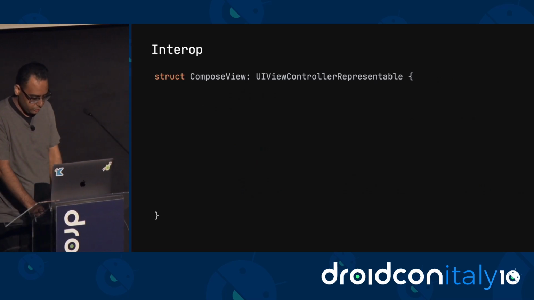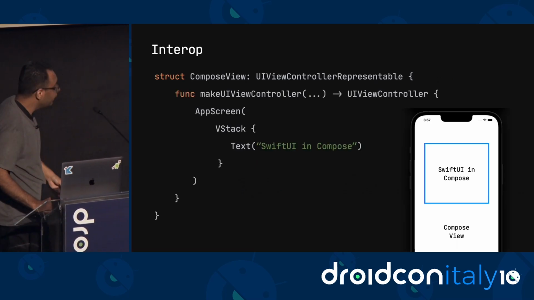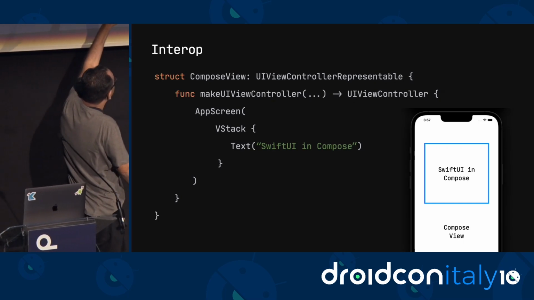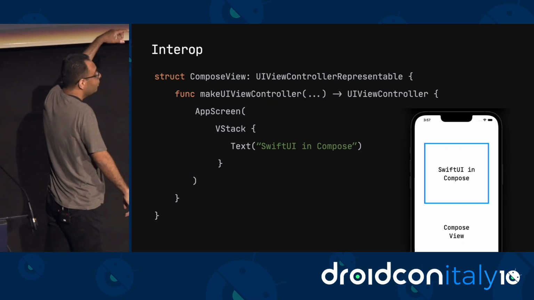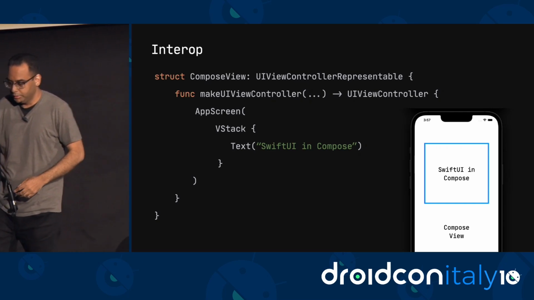This is Swift code. This is a UI controller representable. And right here, I'm calling my app screen method vstack. This is SwiftUI code right there. So that's how you go the other way. Why would you want to do that? I don't know, but this is cool.